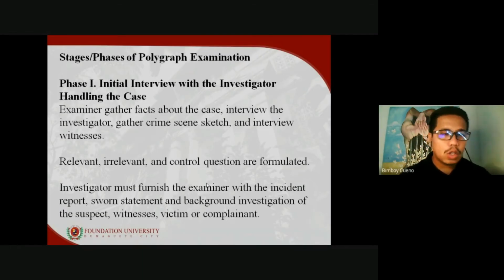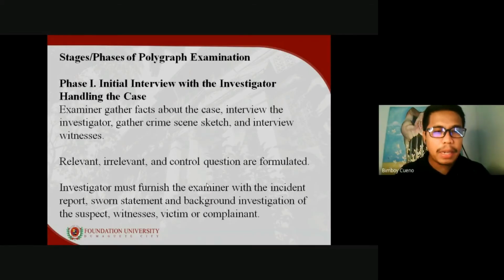Now, so sa polygraph examination natay upat ka stages nga inyong hinumduman jud. Okay? This is very important. And in the board examination, kalagmitan mo gawas dun eh. Phase 1 is the interview to the investigator. Kinsay mo conduct og interview? The person who will make the interview will be the polygraph examiner.